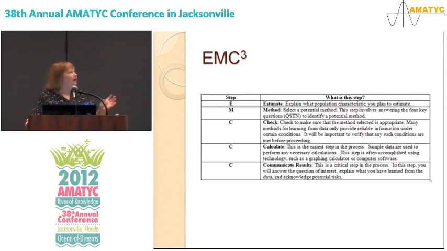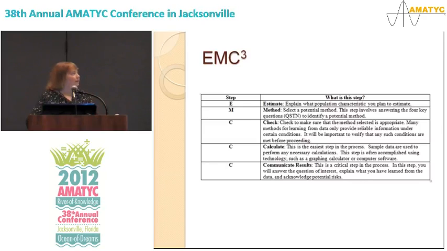But this is what the process looks like for estimation, and you can see each step is detailed. And so I ask students to learn this process. The E part goes with estimation problems, and it's explaining what population characteristic you plan to estimate. So it's defining, saying I need to estimate the population proportion, and defining that population proportion in the context of the problem. The other steps, method, selecting a potential method, that's where my 4 questions come in. That's the selecting a play from the playbook.